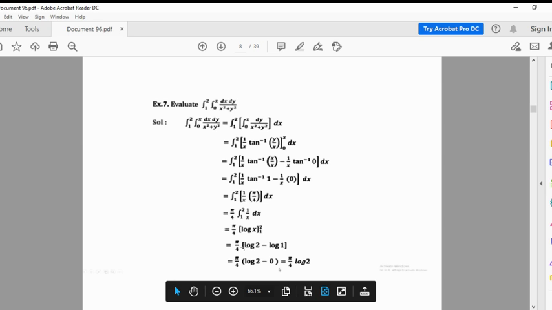First put the limit 2, that is log 2 minus log 1. Log 1 is 0, so we get pi by 4 log 2.